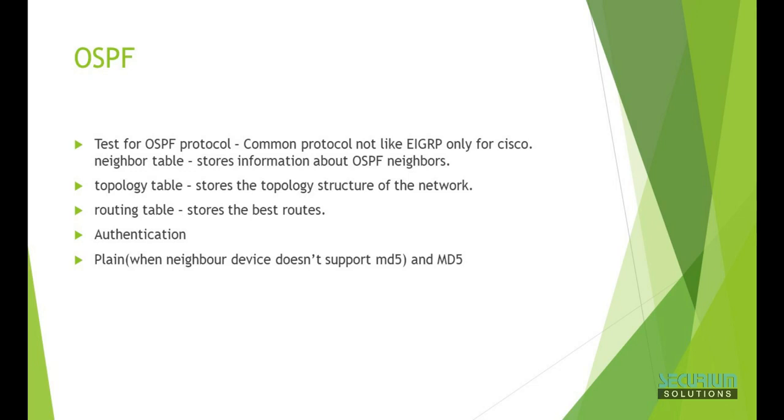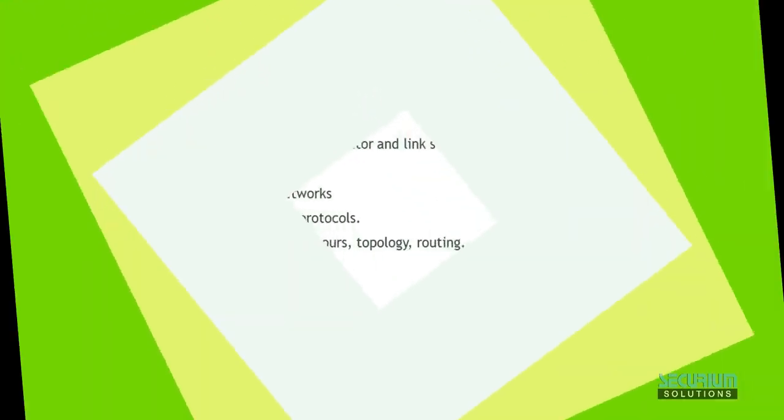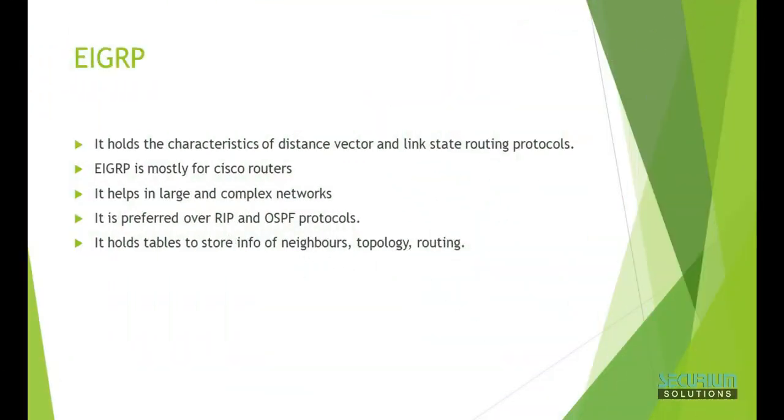Okay, and the next protocol we have in here is EIGRP. What is this? It holds the characteristics of distance vector and link state routing protocols. EIGRP is mostly for Cisco routers, and it helps in large and complex networks, and it is preferred over RIP and OSPF protocols. Instead of using two protocols, you can go on with one.